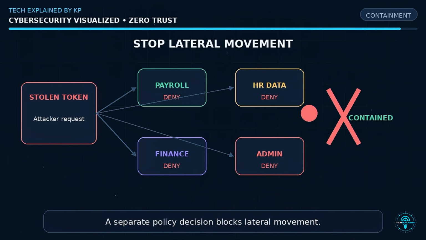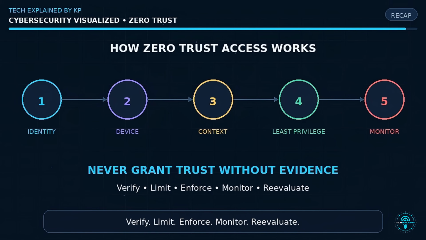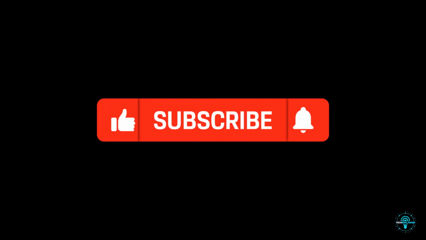Verify identity, verify the device, evaluate context, enforce least privilege, monitor continuously. Zero Trust does not mean trust nobody. It means never grant trust without evidence.